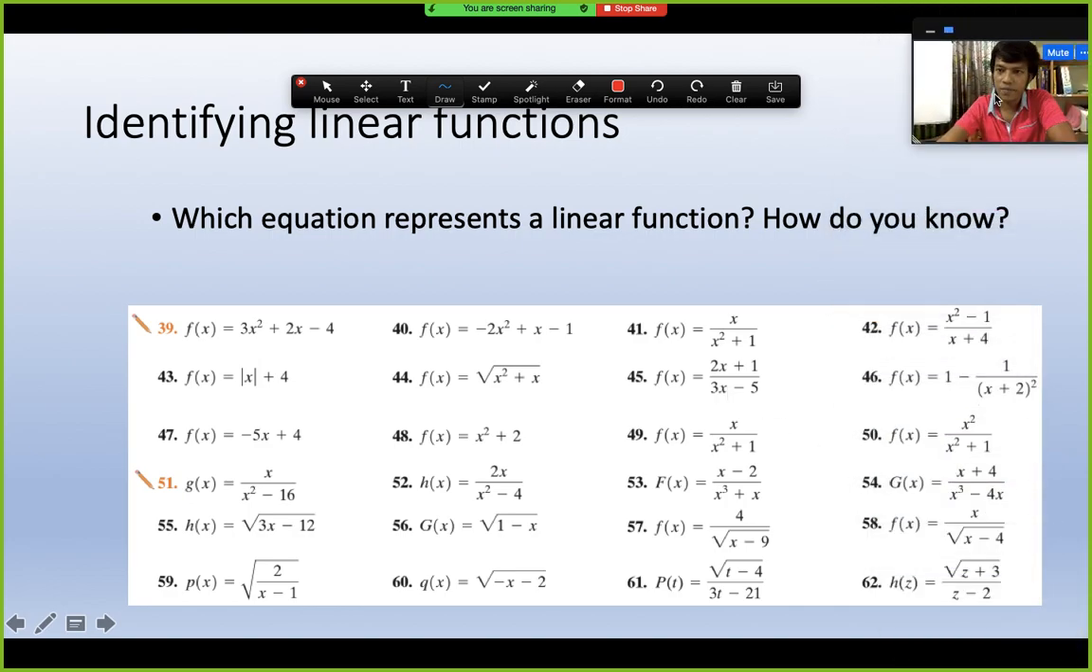Let me move myself here. So I'm moving myself in the picture, not on my computer screen. Okay. So find out which one is linear, which one is non-linear among all these functions from 39 to 62. In the meantime, I'll go to Dhaka and come back, because there are a lot of questions, so you will need a lot of time.